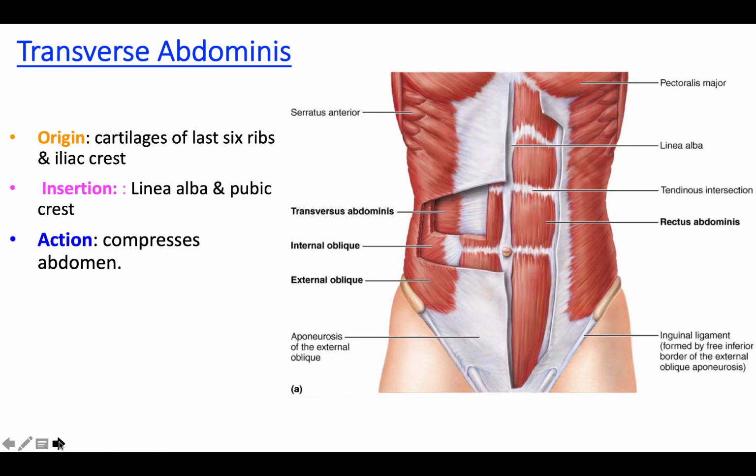The transverse abdominis, okay, so they've cut external oblique, internal oblique, and they've cut a piece of the rectus abdominis, and there it is. The transverse abdominis muscle runs transverse. See how the fibers run side to side? Transverse, and it's in the abdomen. That's why it's called the transverse abdominis. This is a big muscle. It's covered mostly, but it's big. It's going to originate at the last 6 ribs and the iliac crest, inserts at the linea alba and the pubic crest, and it compresses the abdomen.